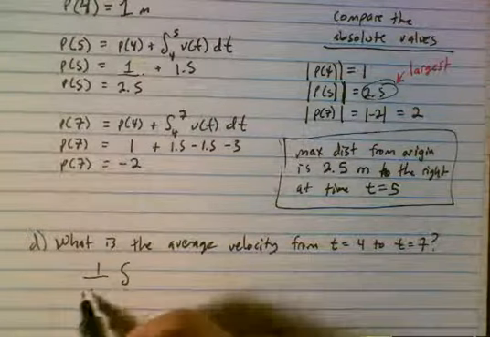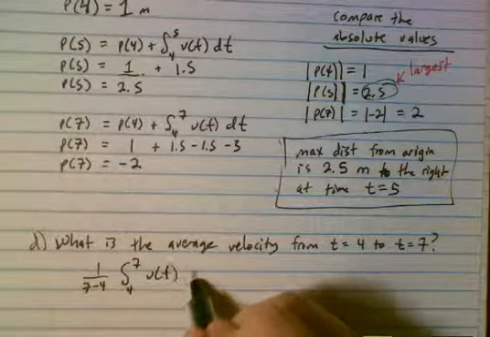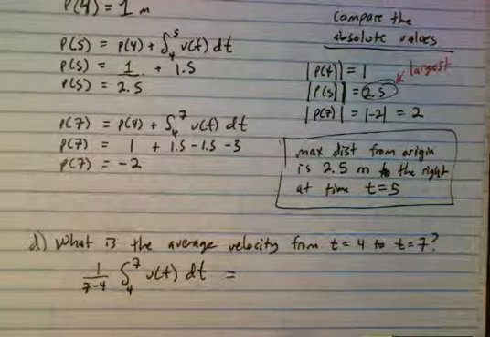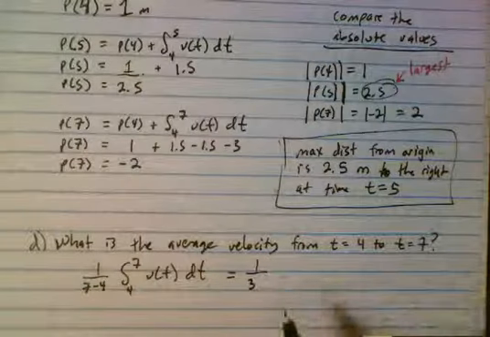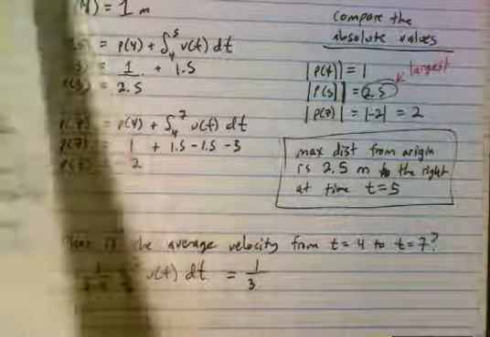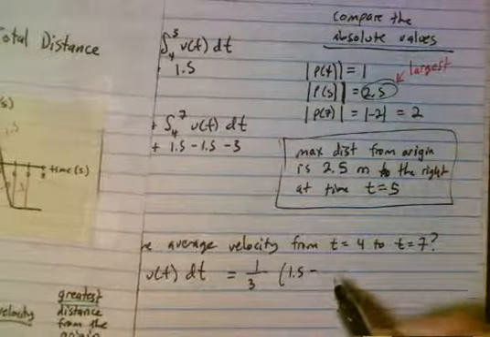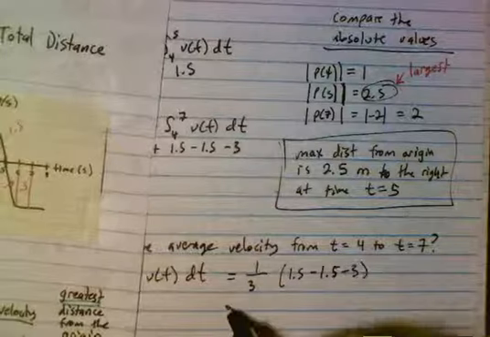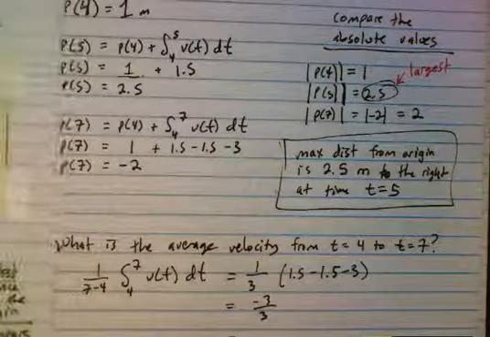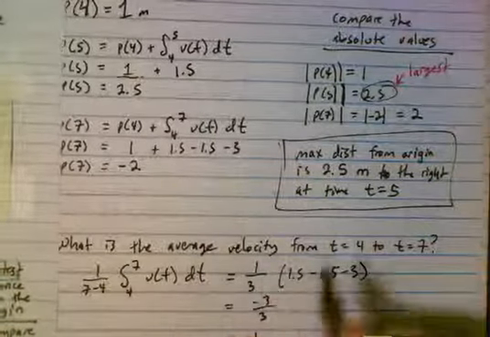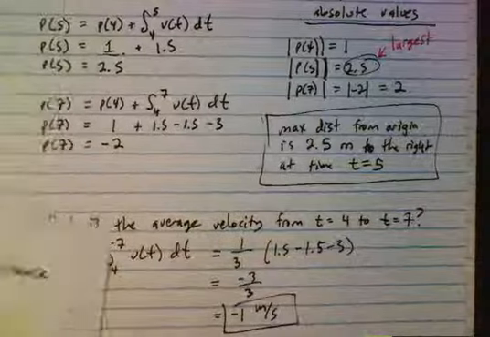Again, always make sure to set up our equation. 1/(7 minus 4) times the integral from 4 to 7 of v of t dt. Notice there are no absolute values running around here whatsoever. We simply have to do 1/3, and then the integral from 4 to 7, 1.5 minus 1.5 minus 3. So negative 3 divided by 3 is negative 1. We're working in average velocity, so the units are still meters per second.